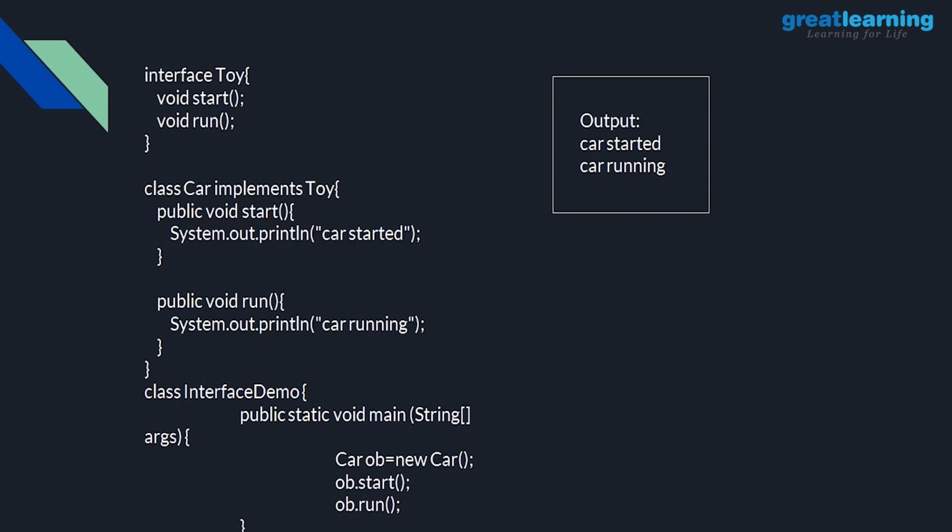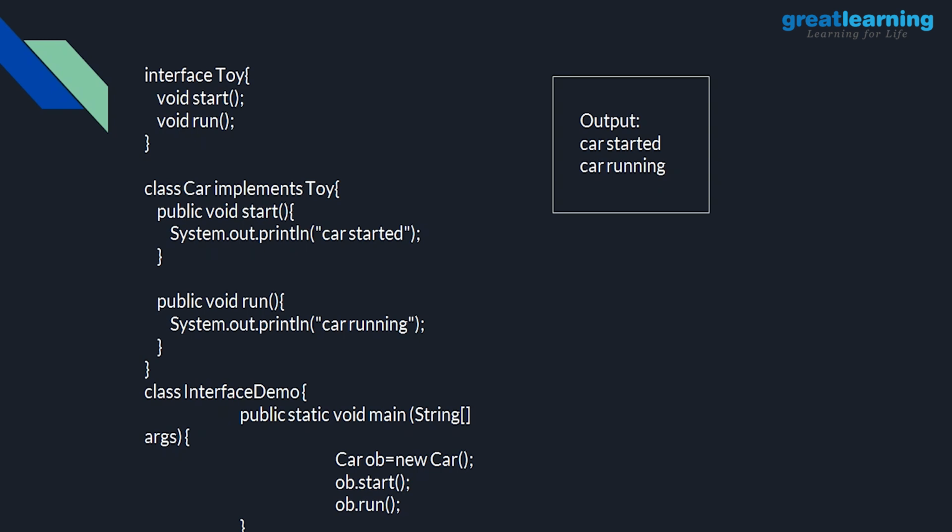Now a car implements Toy, so we have to define the body of, or implement, those methods inside the class Car, and we have to make sure that these methods are public. That's why it's written public void start, public void run. Car started in the method start, car is running. Then we defined an interface demo class, called the main function, created an object of Car, and called both methods start and run. This is how we implement an interface.